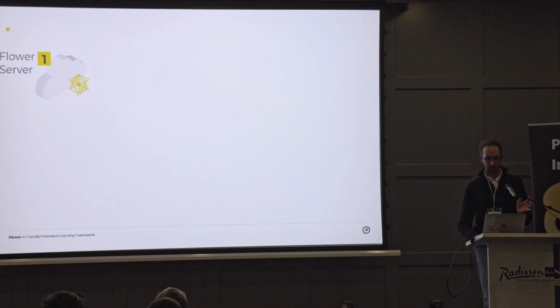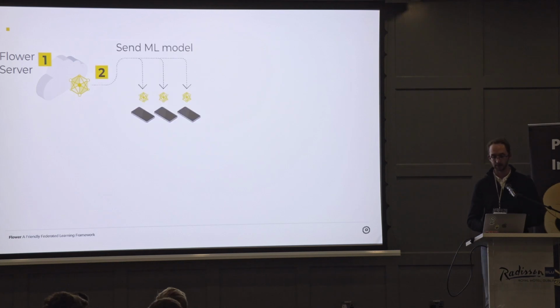So what the server does is, some clients might be connected to the server because they want to participate in the training. So the server will sample some of the clients. You can sample all of them. You can sample a fraction. It really depends on your setting and what you want to do, basically. These clients that are sampled for a round of training receive a copy of the global model.